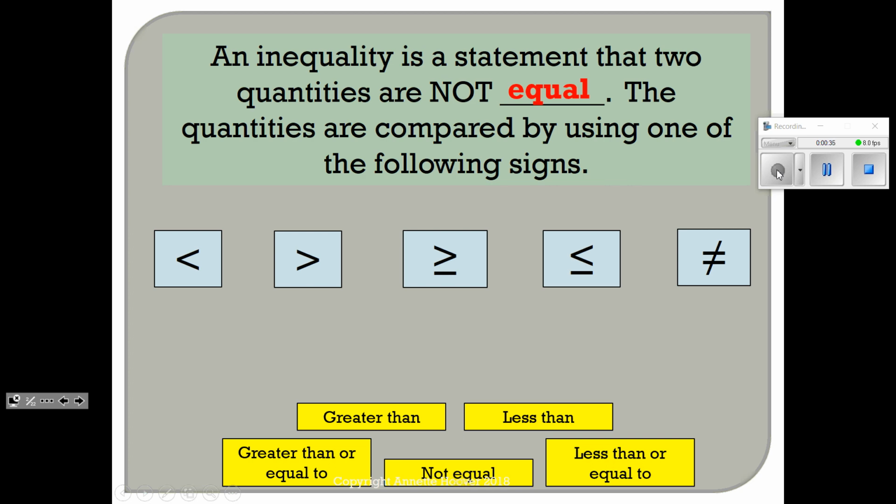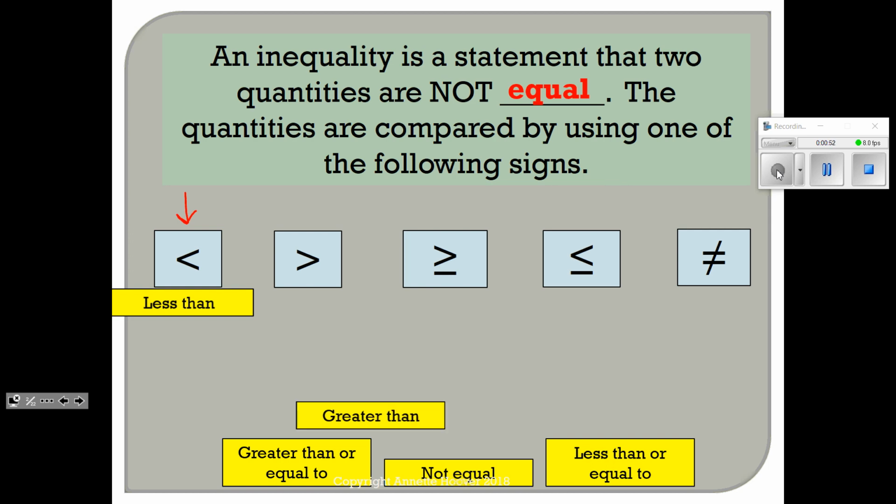And so we use what we call inequality signs. So you will see here there are 5 inequality signs. Do you recognize them? If you look at this one, do you know what this sign says? It says less than. The next sign says greater than. Now how do you know which is which?